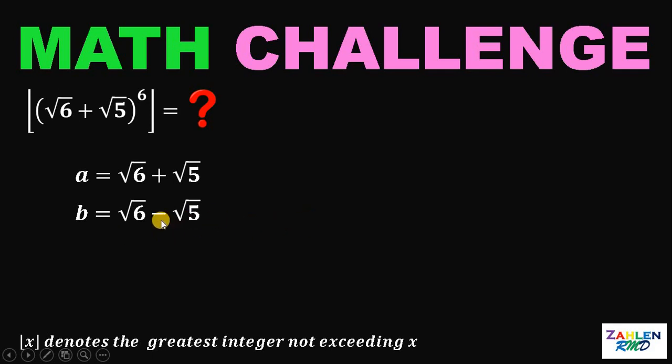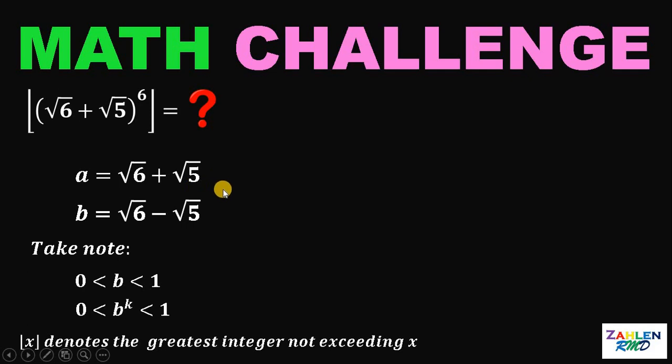First thing is square root of 6 minus square root of 5 is the conjugate of our original given. And also take note that square root of 6 minus square root of 5 is between 0 and 1. And also, if that number is raised to a positive power, the result is still between 0 and 1. This is very important later on. So now, let's answer this question.